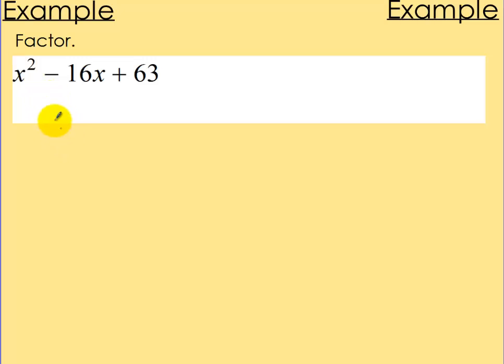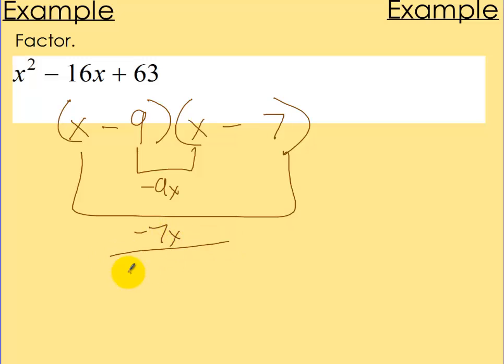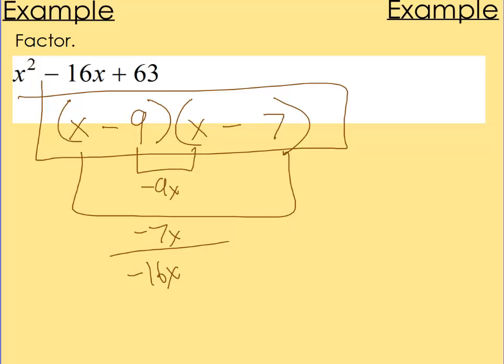Alright, I'm going to do it the FOIL method, or the mental math. So I want two numbers that multiply to positive 63 and add to negative 16x. I know this is going to be x and x. So 63, I'm going to try 7. I know it's 7 times 9. And since this is negative, I'm guessing they both got to be negative. Now I got to check that they add up to negative 16x. It'll be negative 9x, and this will be negative 7x, and those do add to negative 16x. So this is my correct answer. Let's try a different one.